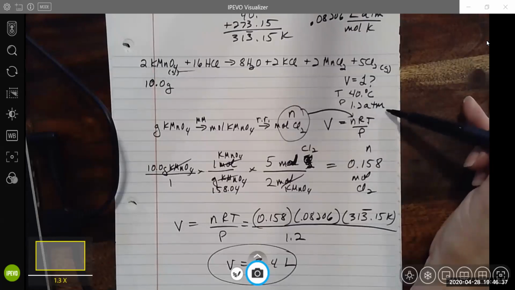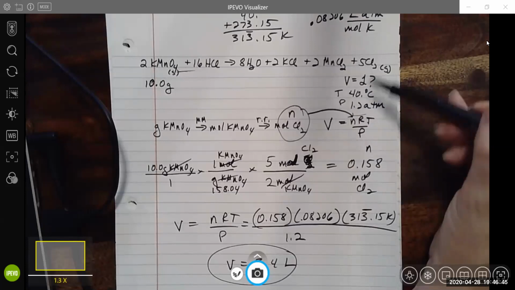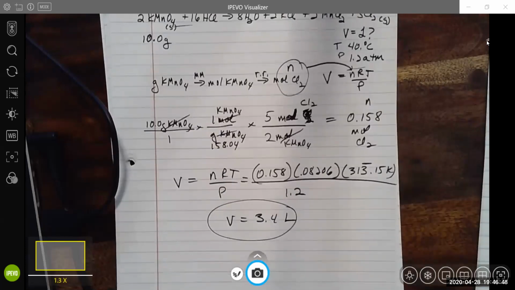And 1.2 atmospheres is pretty high pressure, right? Normal room pressure is about 1 atmosphere. So you've got to get a higher temperature and pressure. That's how many liters you would have of that gas, 3.4 liters. That would be the volume.